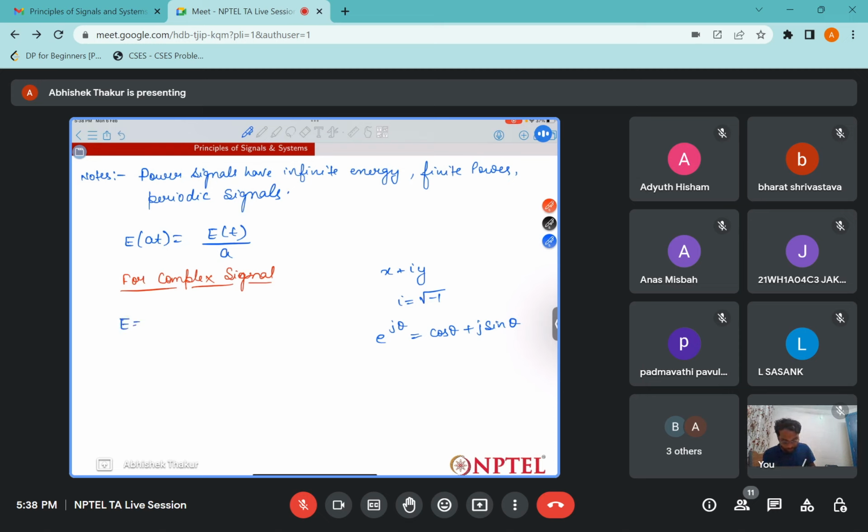The energy of a complex signal is calculated as follows. In a real signal it was f(t) squared, but here we take f(t) into the conjugate of f(t) and integrate it with dt. For a real signal, f(t) is equal to f(t) conjugate, so that's why this becomes f(t) squared. Understood? Actually, this is the main formula, f(t) into f(t) conjugate, but for a real signal f(t) equals f(t) conjugate.